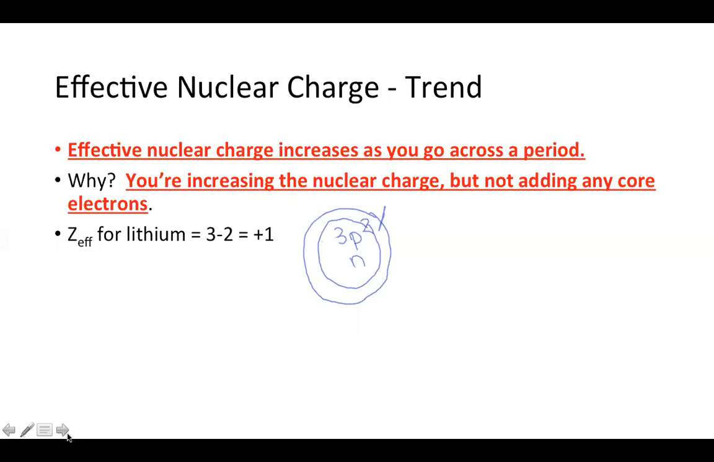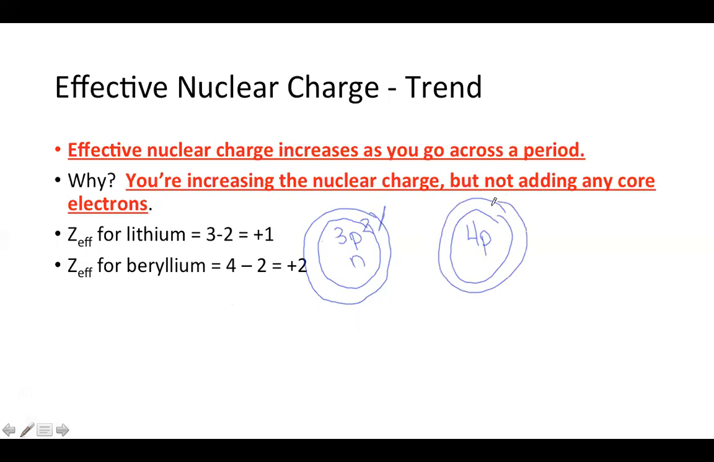If we were to compare something in the same period as lithium, say beryllium, beryllium is going to have 4 protons in its nucleus and also 2 principal energy levels, 2 in the first one, 2 in the outer one. So 4 protons, 4 minus 2 core electrons would give beryllium an effective nuclear charge of +2. So we can see here, beryllium has a greater effective nuclear charge than lithium because we've added in another proton without adding in any more core electrons.